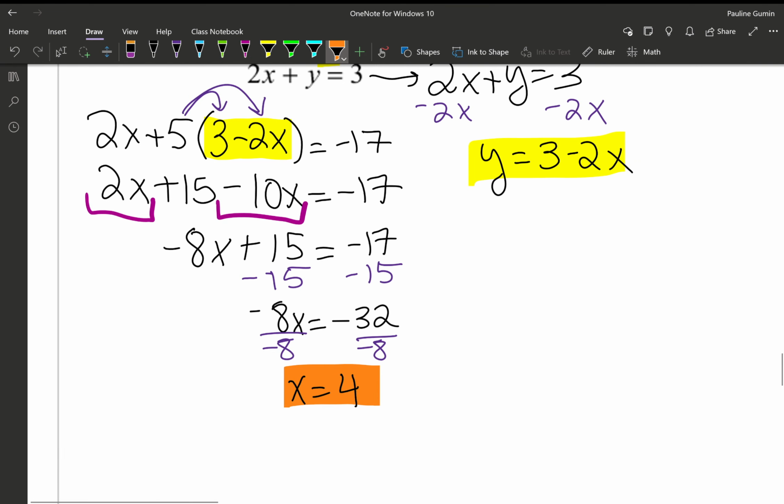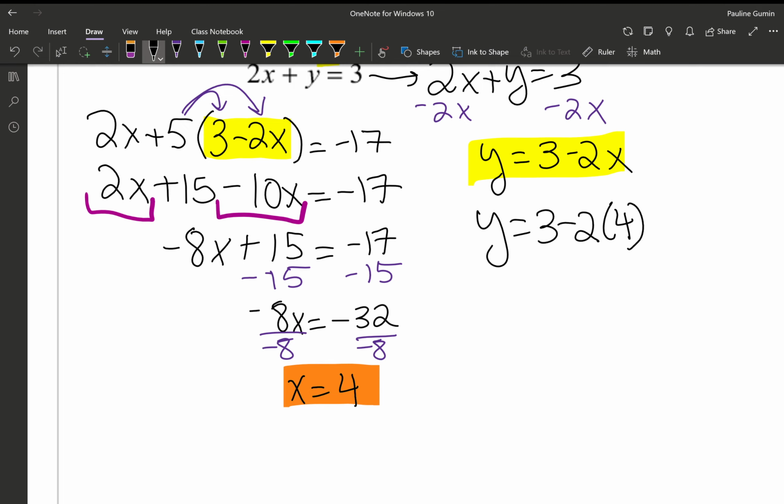We have this wonderful y equals equation. Let's plug x into that. Y equals 3 minus 2 times 4 instead of 2x. 2 times 4 is 8. 3 minus 8 is negative 5. Our answer is 4, negative 5.